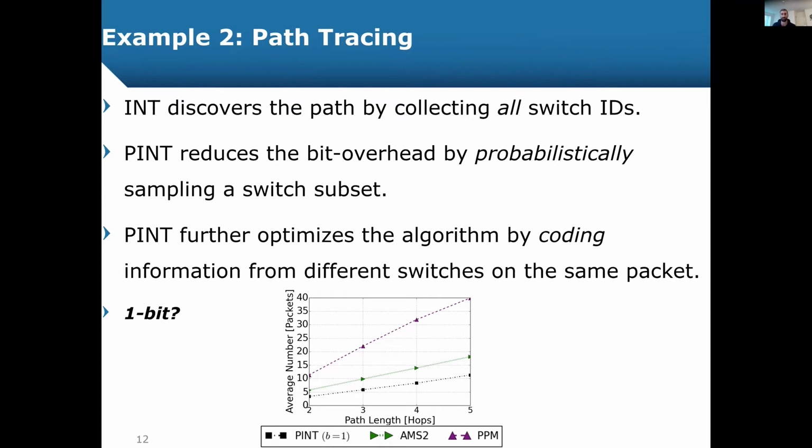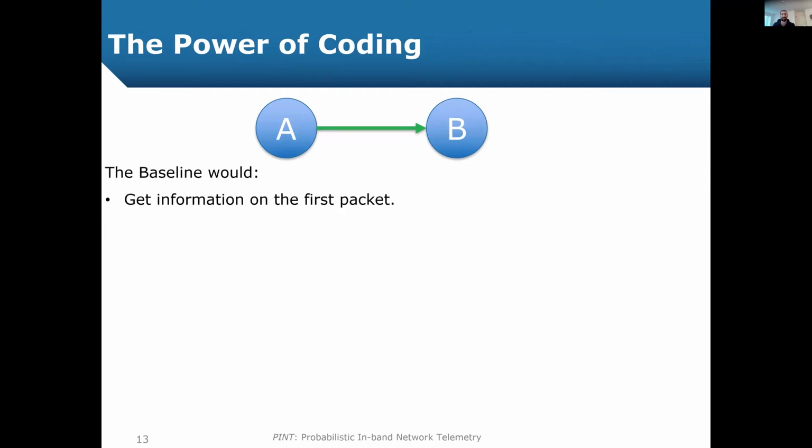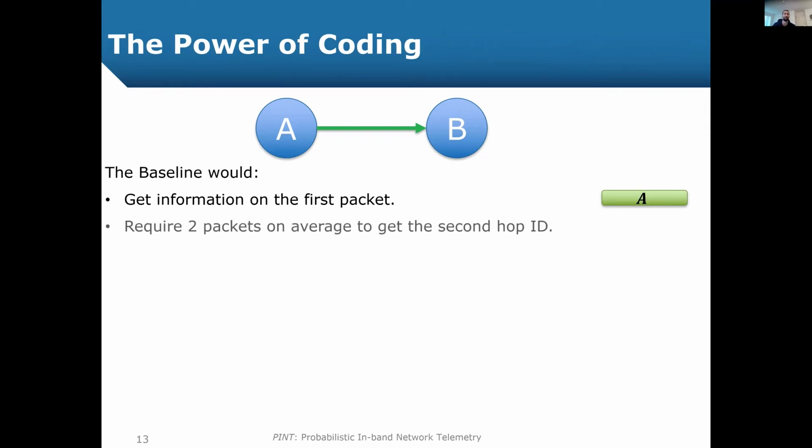And I'm going to give you just intuition as to how coding can help here. Right? So let's say that I want to figure out these two path hops, A and B. So what this baseline of sampling a hop would do here is it would always get some information on the first packet, like maybe the identifier A. But now until we get the other hop ID, we will on average need 2 more packets, right? Because we are equally likely to sample A or B. So in expectation, just sampling would require 3 packets.